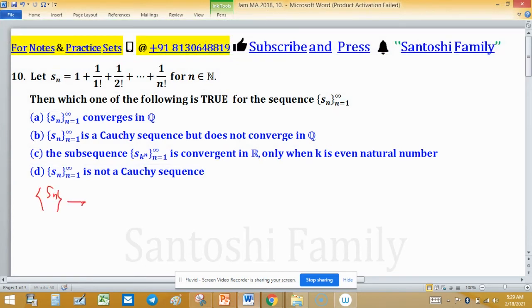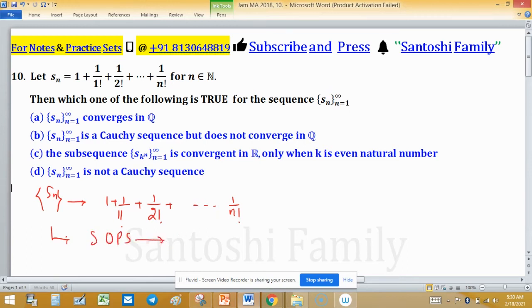And S_n is 1 plus 1 upon 1 factorial plus 1 upon 2 factorial plus, and so on, up to 1 upon n factorial. And S_n is nothing but the sequence of partial sums, SOPs.